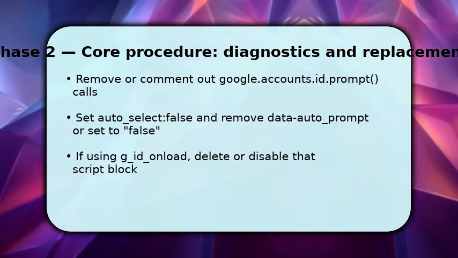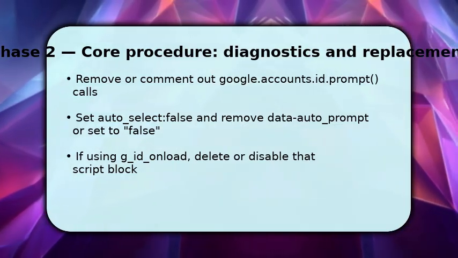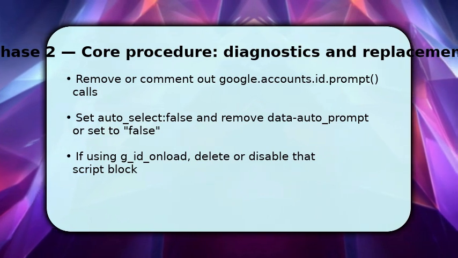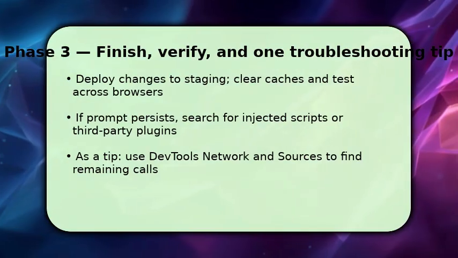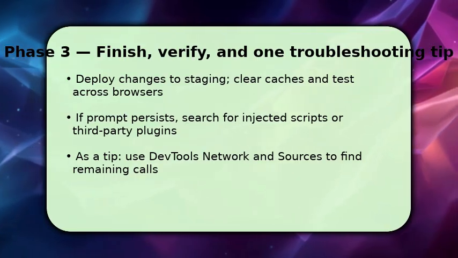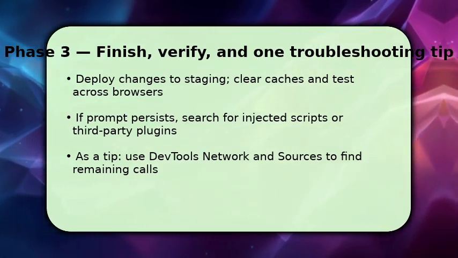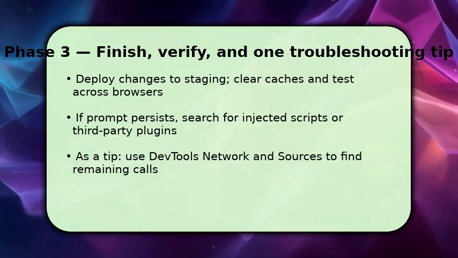Once done, test pages where the prompt appeared to confirm the prompt no longer runs. Finish by deploying to staging, clear caches and test in multiple browsers and private windows so stored credentials don't mask results. If the prompt still appears, inspect for injected scripts, extensions, or third-party plugins that re-add google.accounts.id.prompt.